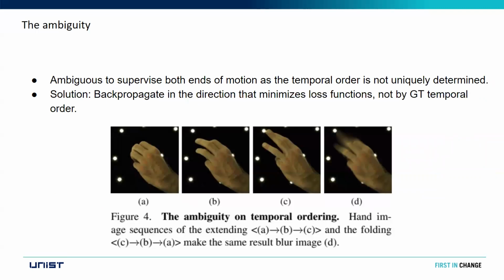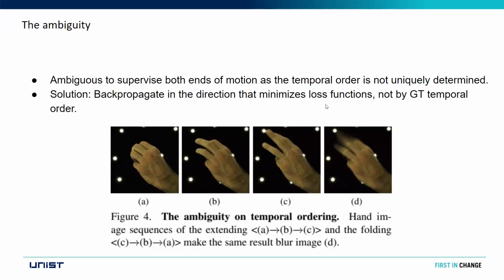And there's one problem, however, the ambiguity. Since we have two endings, we don't know which one is the final ending and which one is the initial ending. For example, in this one, is this motion extending, or is this motion folding? So it's not clear what to do in these cases. The solution they give is to backpropagate in the direction that minimizes the loss function. So it has no dependence on the ground truth temporal order. It depends on minimizing the loss function.